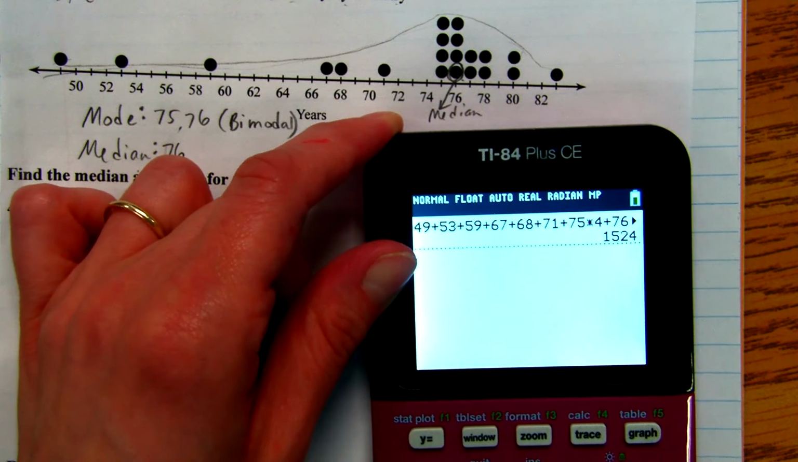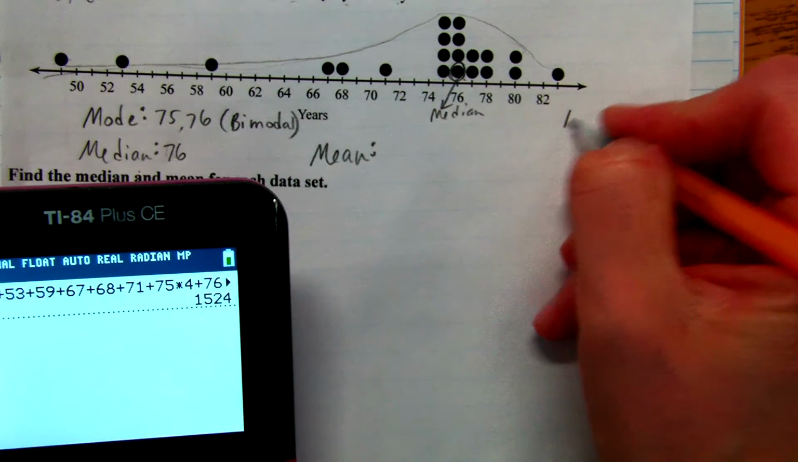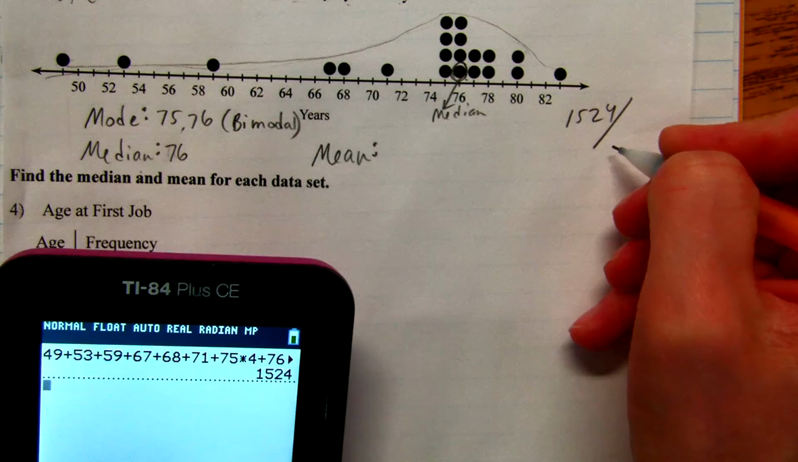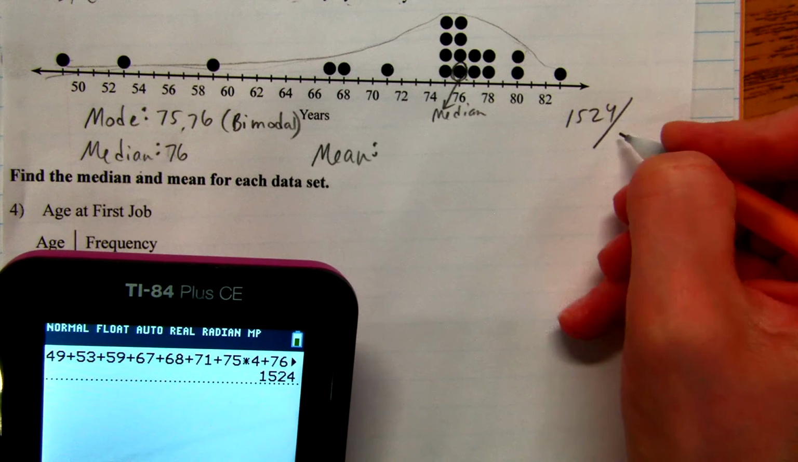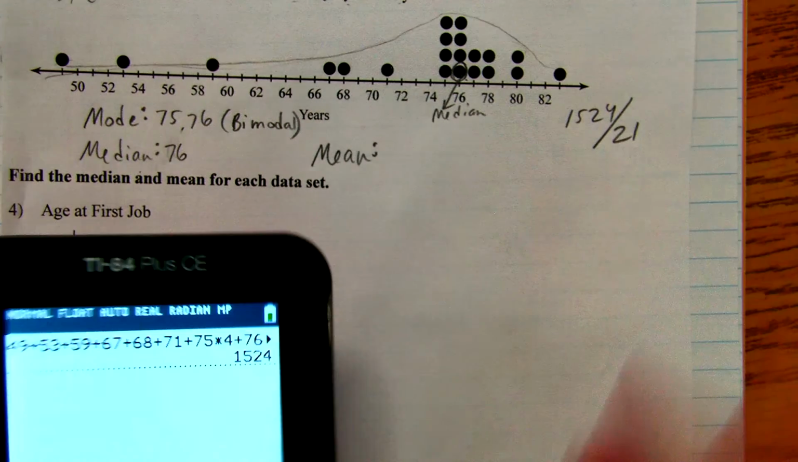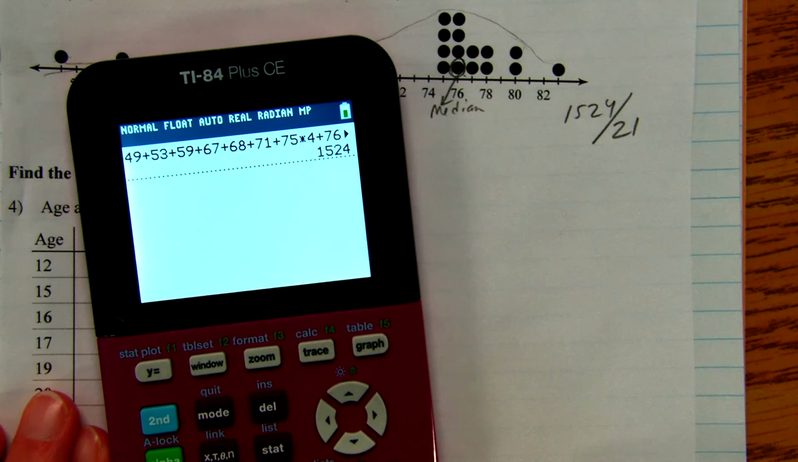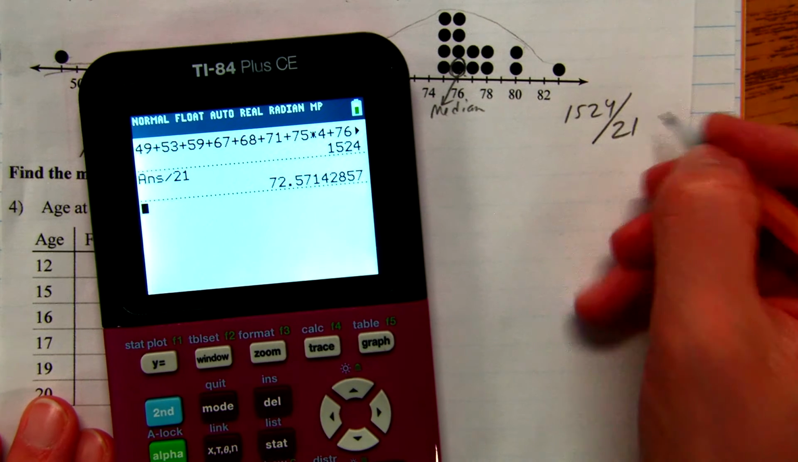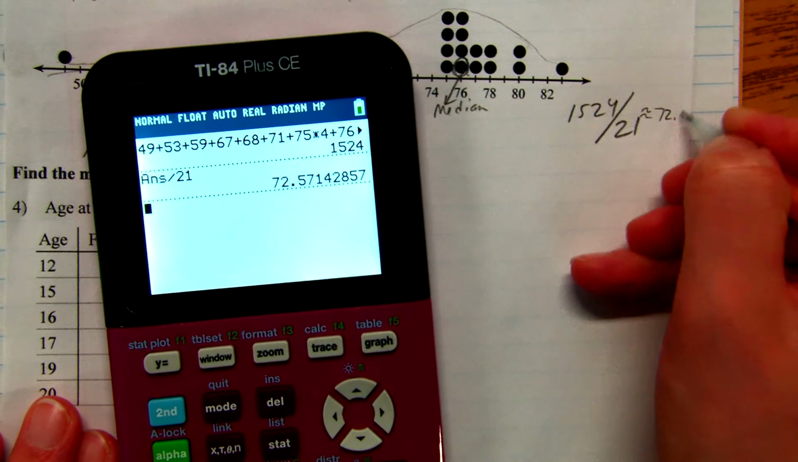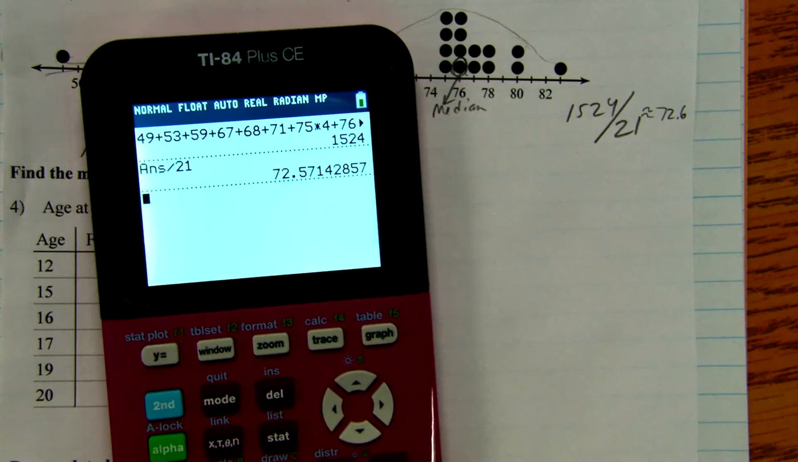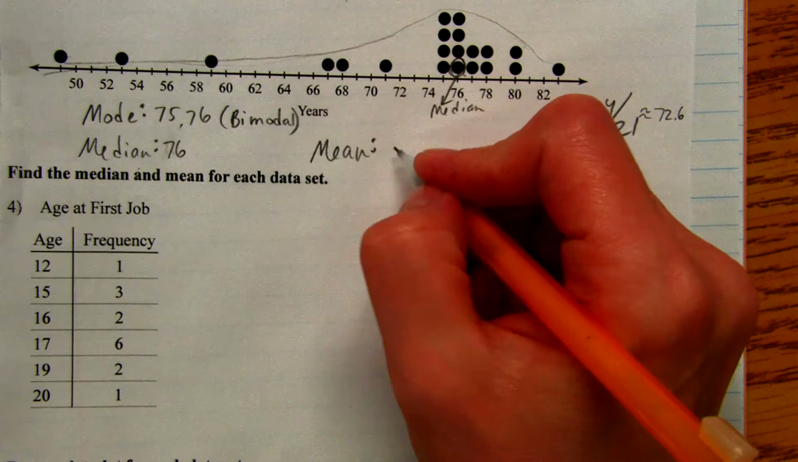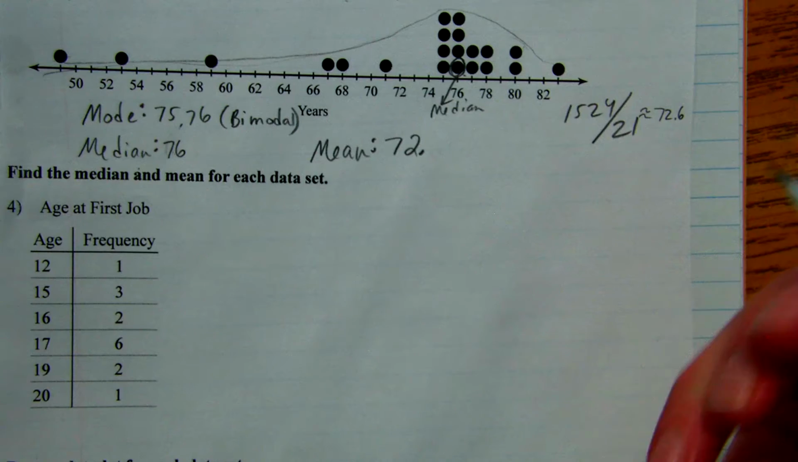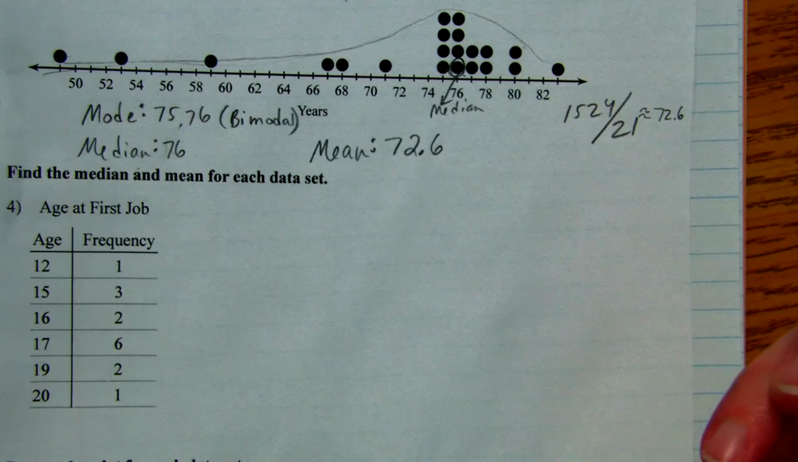We got 1,524, and we said that there were 21 different countries, so divide that by 21. And we get 72.6 if we round that off, which, since we're talking about lifespans, is a little bit more than 72 and a half years would be the average lifespan for all of these.